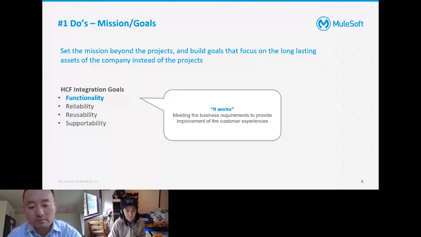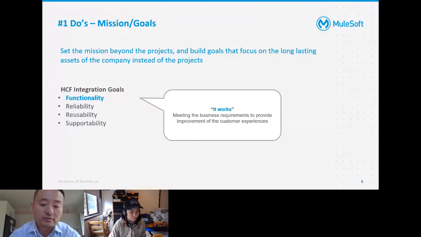The first goal is to make sure we meet the business requirements and provide improvement of the customer experiences by delivering the right functionalities. We make sure it just works. Functionality normally is captured in the functional requirement and delivered by the projects. This goal had the focus of the project, so it's actually the easy part in comparing to others.